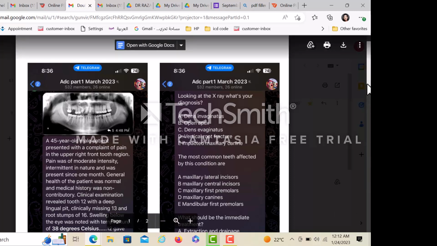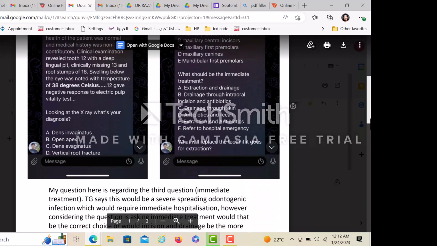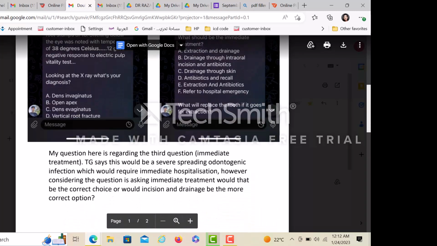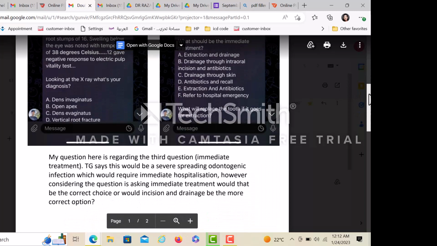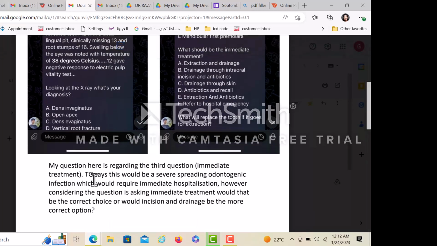This is pathology. Now, what should be the immediate treatment? Now, this was your question, Gunveer, right? What should be the immediate treatment? Because according to you, therapeutic guidelines say you should refer for immediate hospitalization.